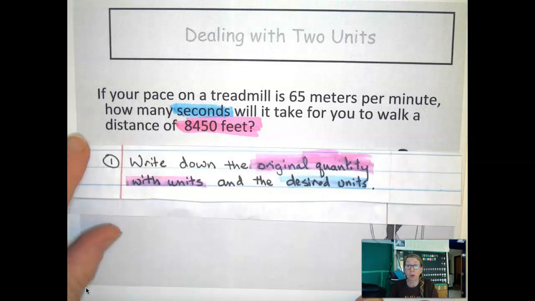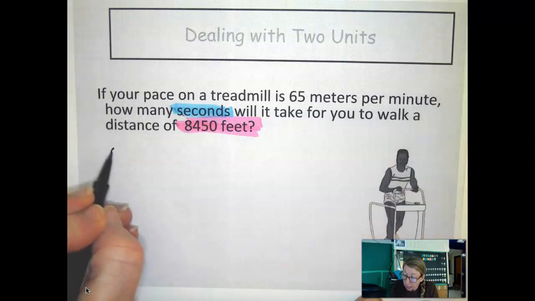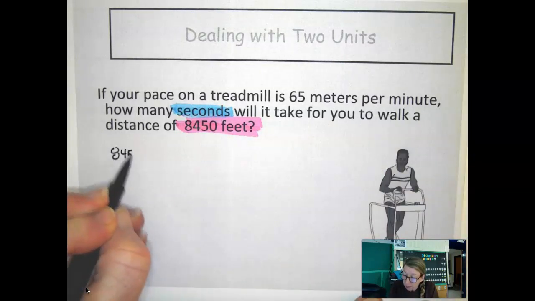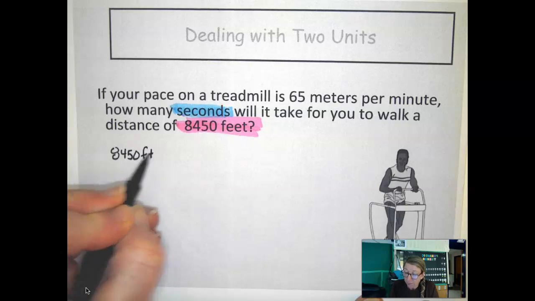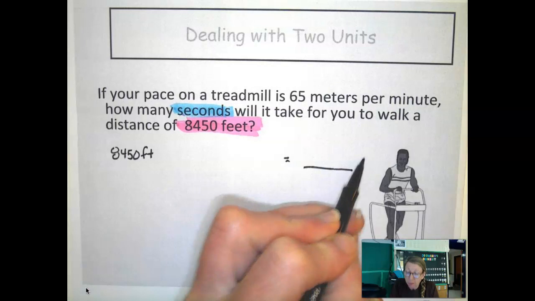Write down the original quantity with units and the desired units. I'm going to write down 8,450 feet, and I want to go to some number of seconds.